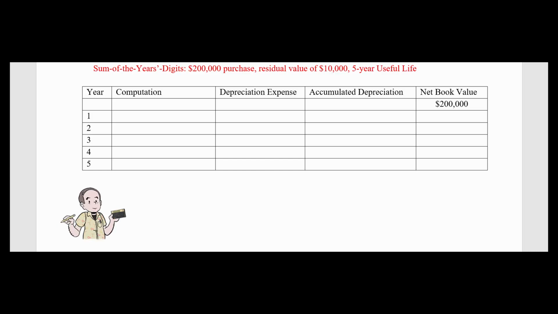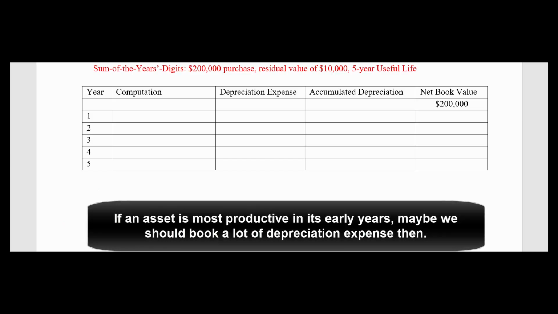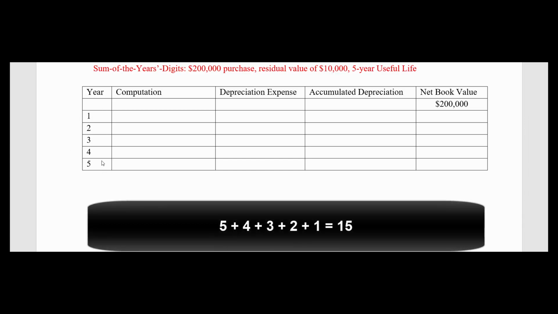So one of the more creative ways people came up with to get a lot of depreciation expense in the early years was sum of the year's digits. The justification was that an asset is most productive in its early years, and so that's when we should book a lot of the depreciation expense. So what they would do is they would add up all these digits here. They'd get 15, and the first year they'd book 5/15ths. Then the next year, 4/15ths, then 3/15ths, and 2/15ths. And I'll show you what that looks like.